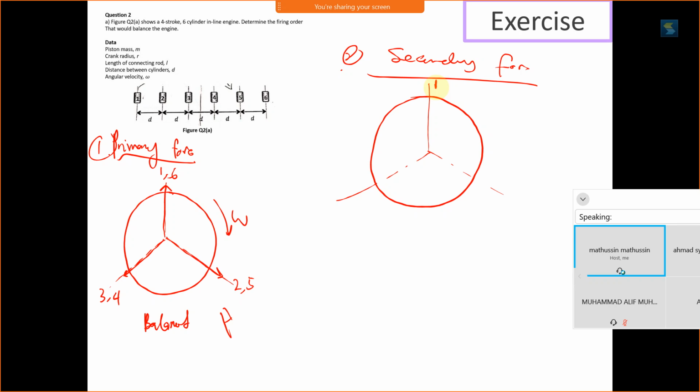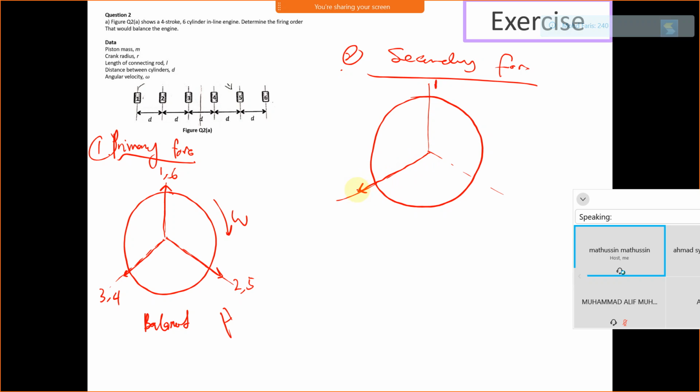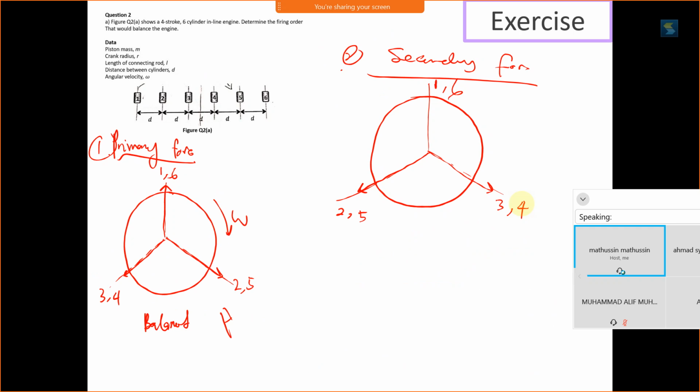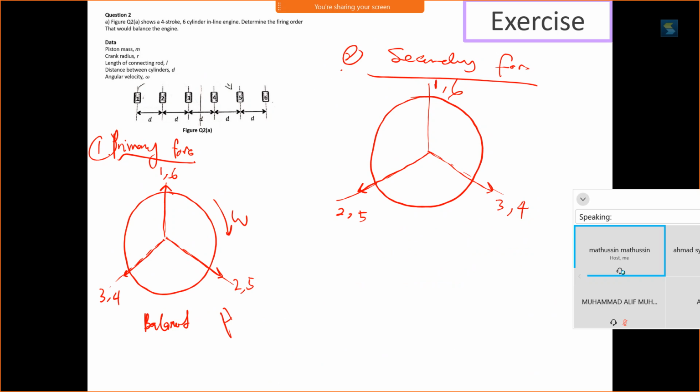So theta kita adalah 2 theta adalah number 2 tu 240. 240 kat mana? Kat sini kan? Should be here. Okay, and then number 3 480. 480 kat mana? 480 must be dekat sini, betul? Number 3, and then number 6 dekat sini, number 5 dekat sini, and last one number 4 dekat sini. Okay, betul? 1, 6, 2, 5 and 3, 4. 1, 2, 3, 6, 4, 1, 2, 3, 6, 5, 4. Alright, 1, 2, 3, 6, 5, 4. So yang ni balance ke tak? For secondary force already balance kan? So balance.